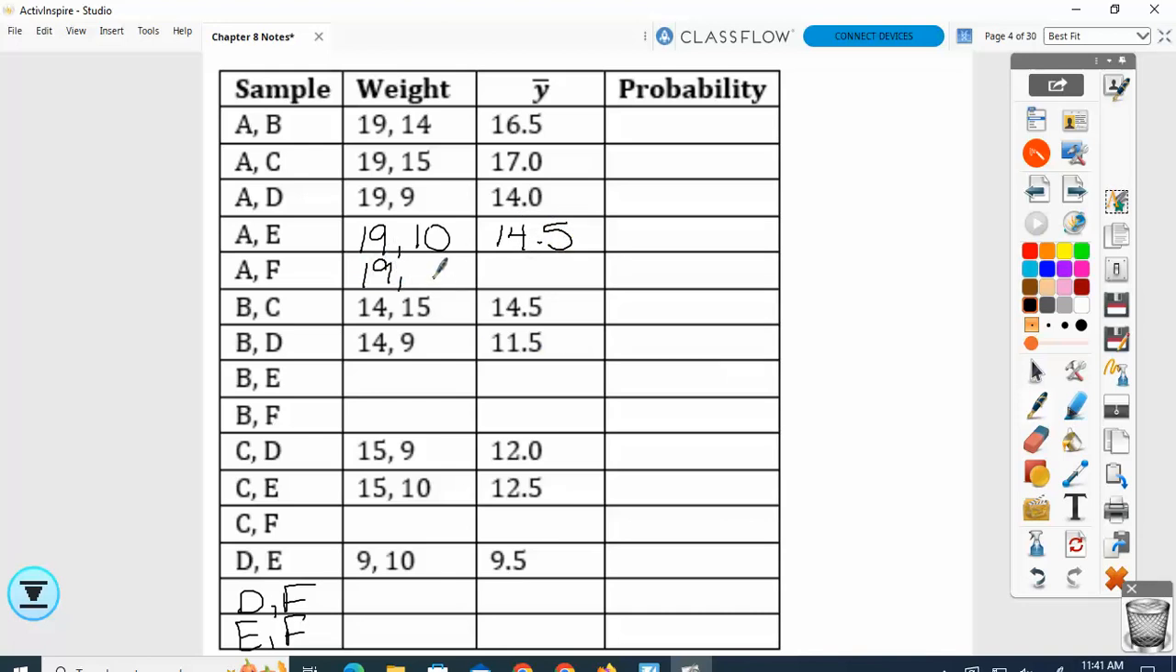A and F. So pumpkin A is 19, pumpkin F is 17, so the average there would be 15. So I did those. B and E. So pumpkin B is 14, pumpkin E is 10. So that averages. B and F, a 14 and a 17.